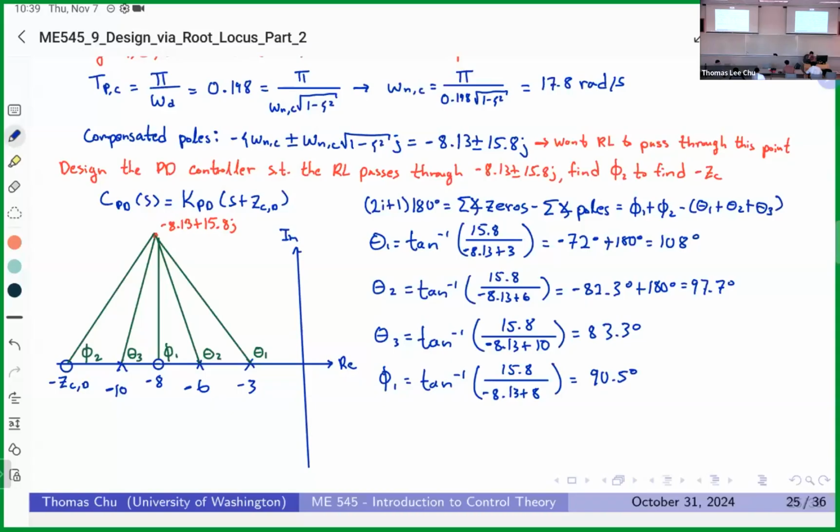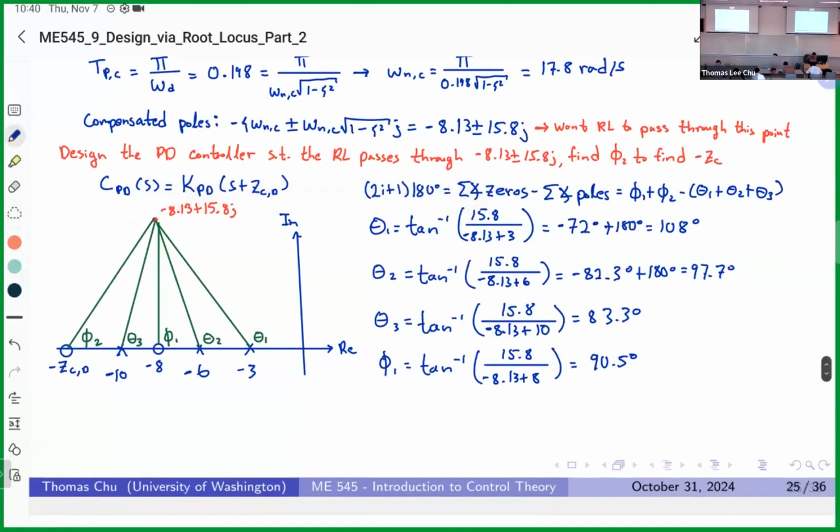So these are all the angles, and then I plug this into the equation where I get (2i plus 1) multiplied by 180 degrees is equal to 90.5 degrees plus phi 2 minus 108 plus 97.7 plus 83.3 degrees.